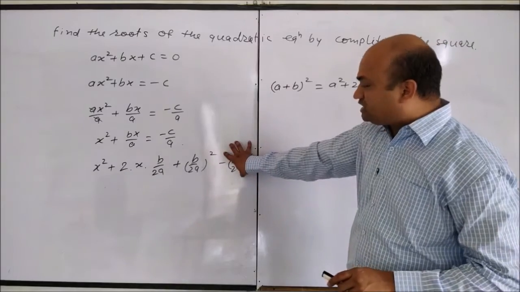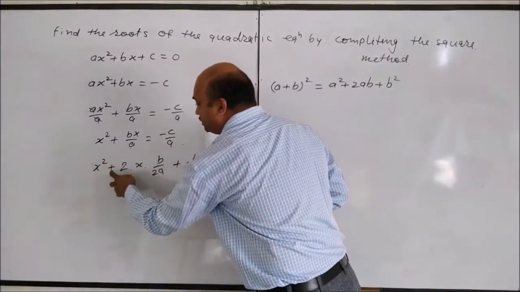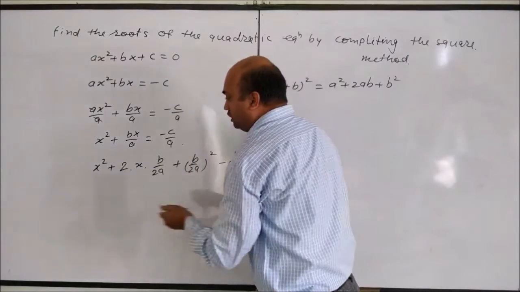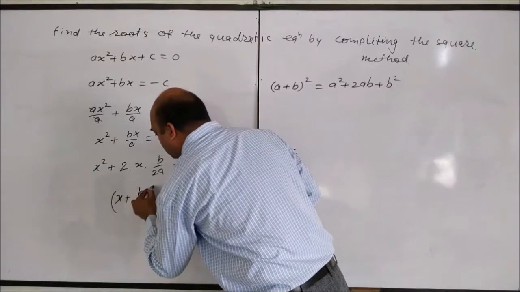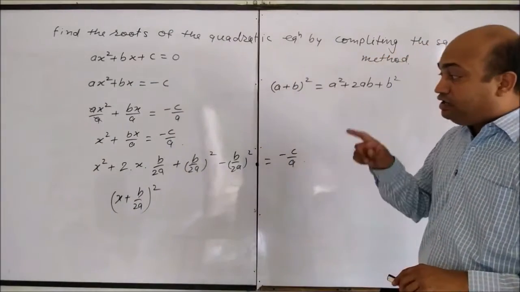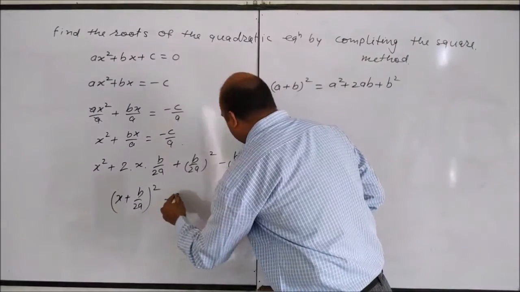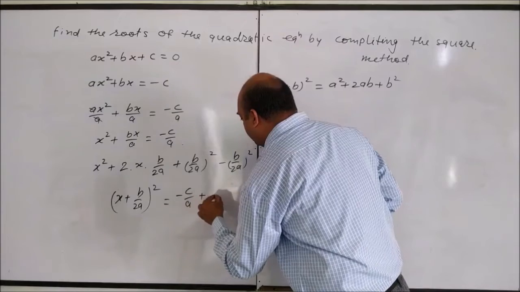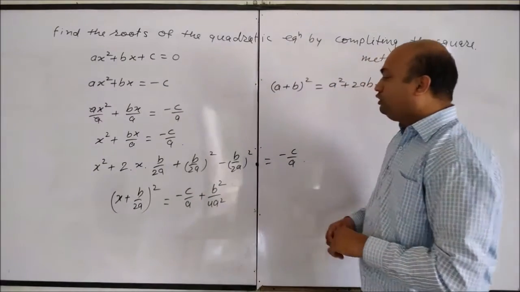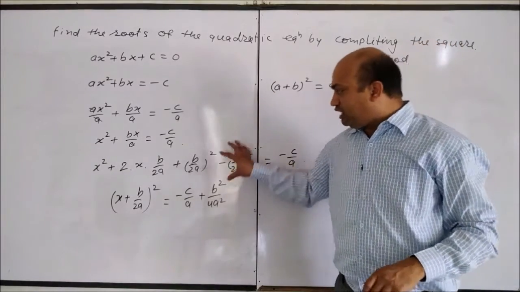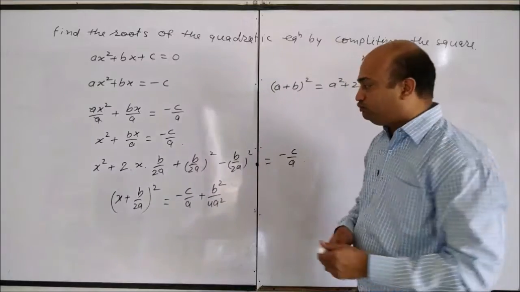Now you see, this term we shift here, and these three terms a square plus 2ab plus b square will be a plus b the whole square. A is here x and b is b by 2a. And this term we shift here, it is minus c by a plus b square by 4a square. This minus c by a same, and this term when we shift here, it is negative. When we shift it here it will become positive.